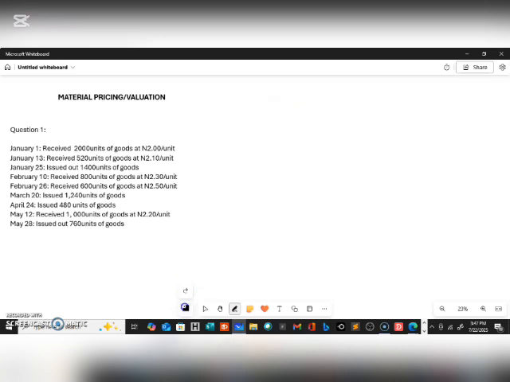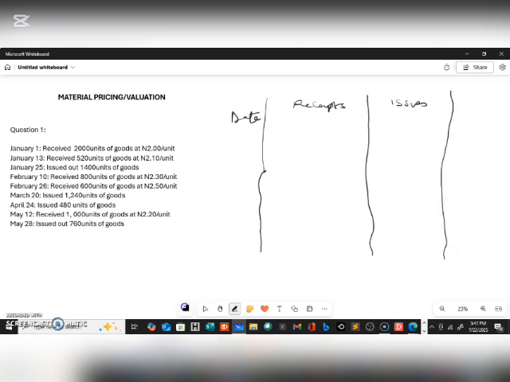So we'll start with the date. Then I'm going to start with the column. Don't mind my drawing because I'm using a pen. This area is for the receipts or orders that we make, and this area is for the issues, that is product that are being issued out, and this first area is for our balance.